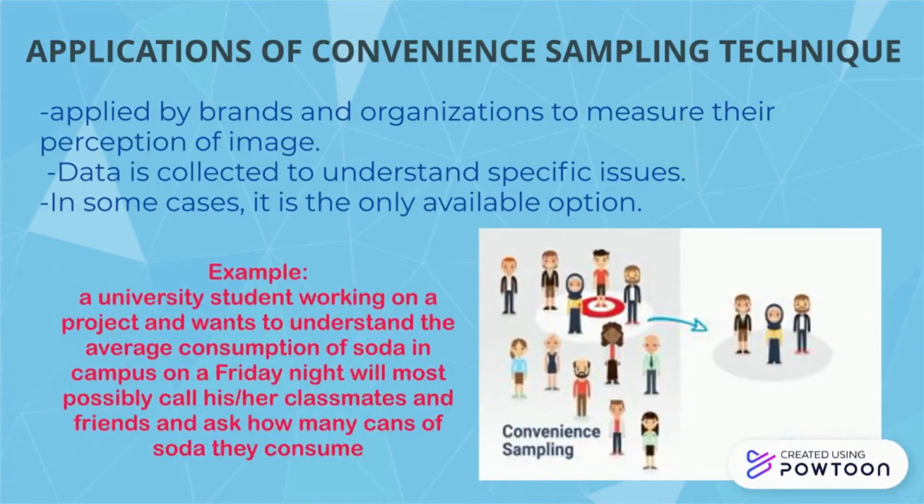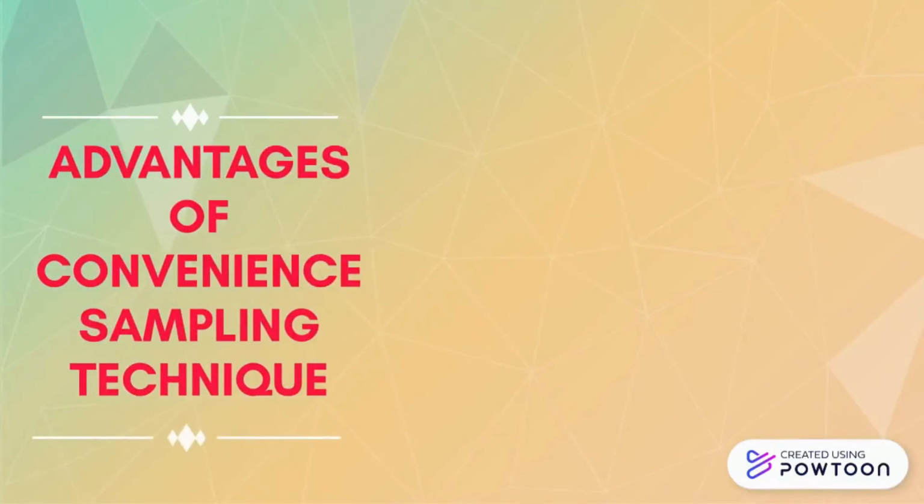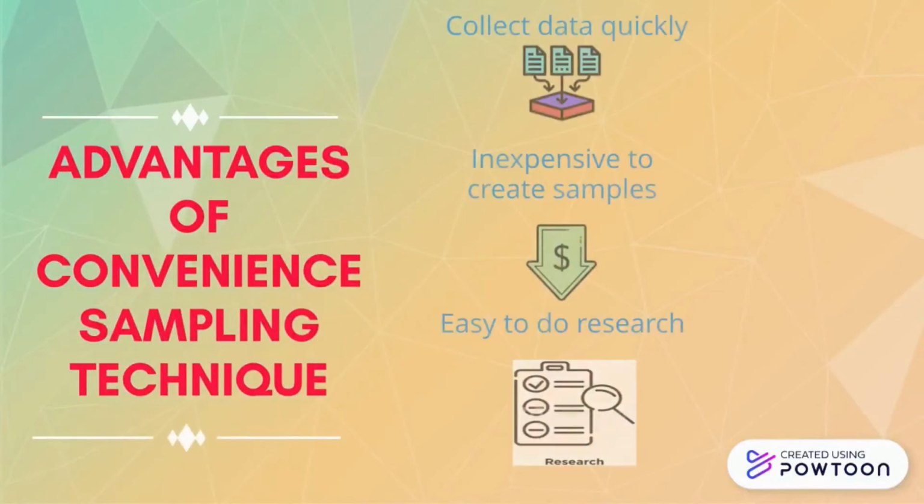For example, a university student working on a project and wants to understand the average consumption of soda in campus on a Friday night will most possibly call his or her classmates and friends and ask how many cans of soda they consume. Convenience sampling technique has several advantages such as collect data quickly.